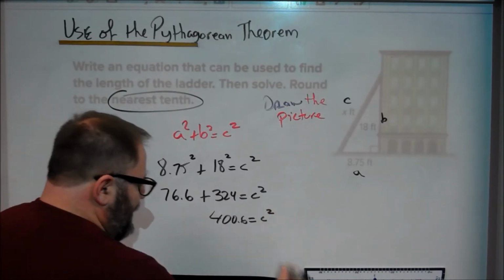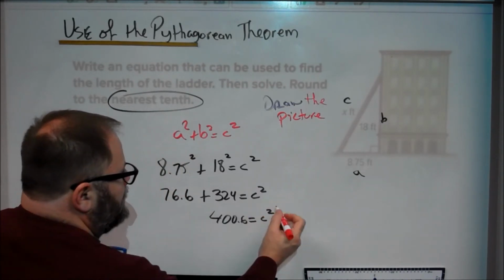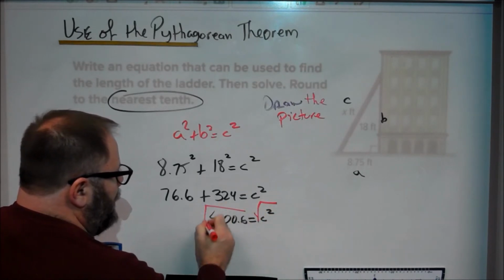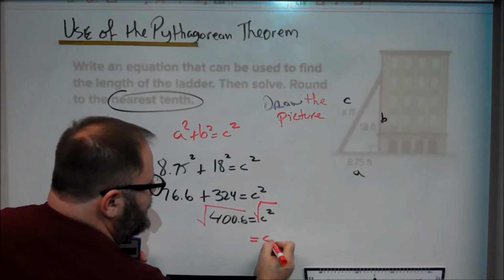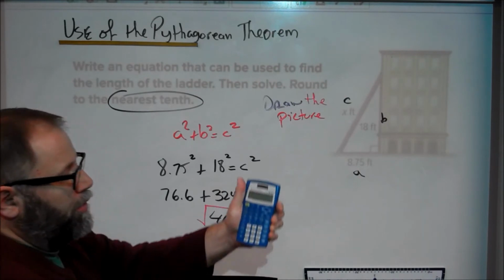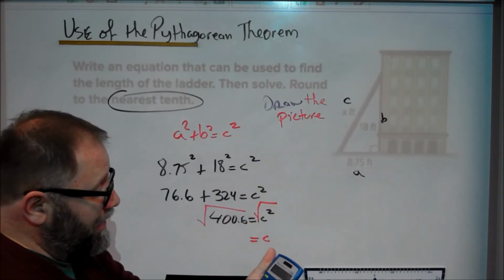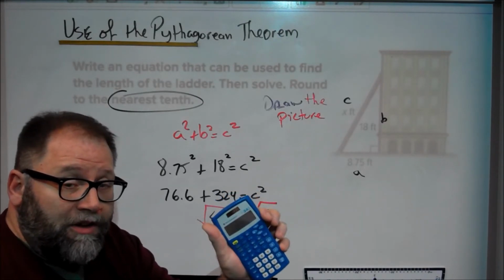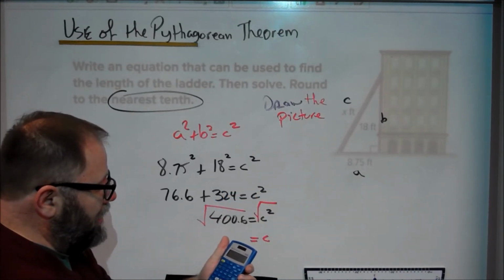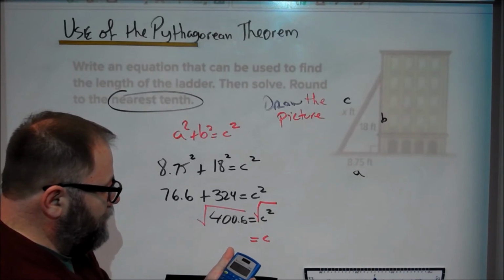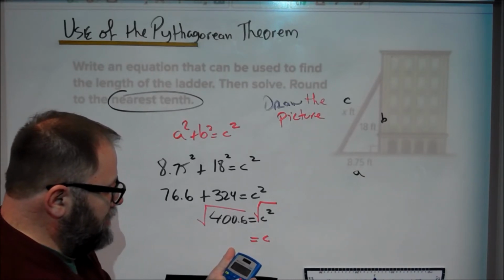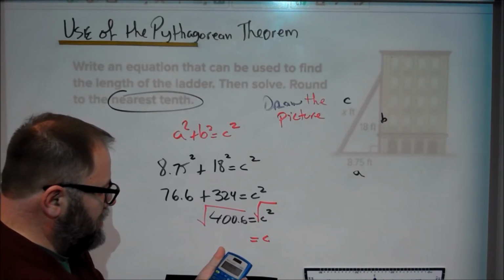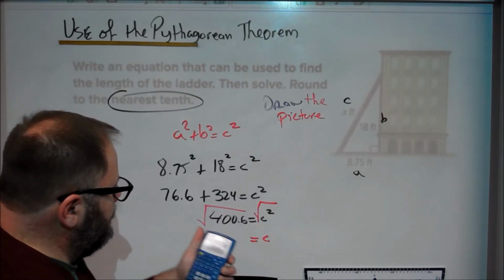So now I'm going to take the square root. Now the square root of c squared is c. I still have my 400.6 in my calculator. I'm going to hit second function and then the x squared button, which gives me my radical, and enter. Clear. 400.6. Enter.